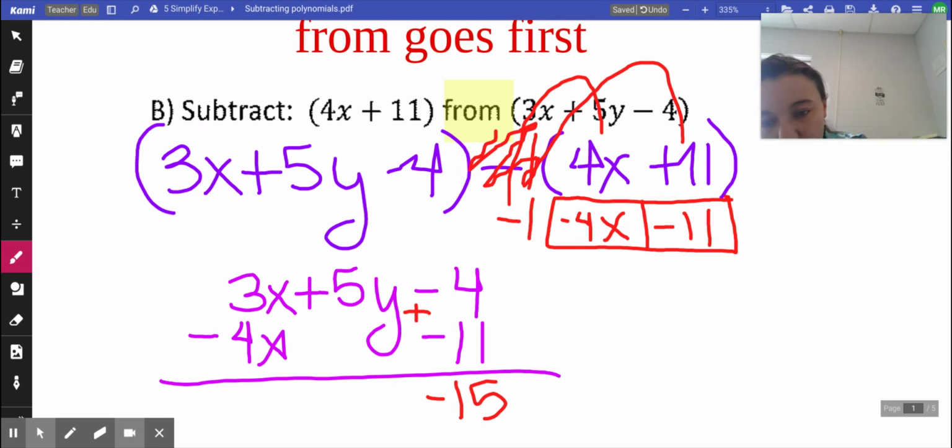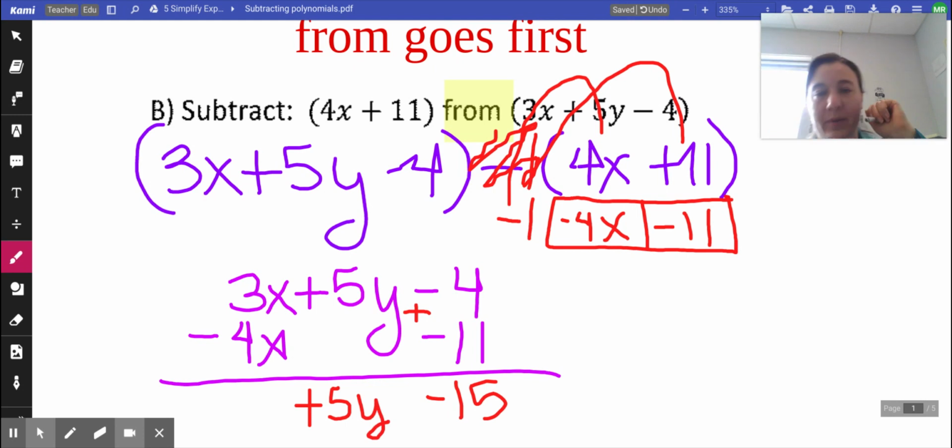The 5y has nothing added to it, so it gets copied. When you can't do something, you copy it. And you can do 3 minus 4 in the calculator or 3 plus a -4. Either way, the answer is a -1x. Okie dokies. And that is the answer.